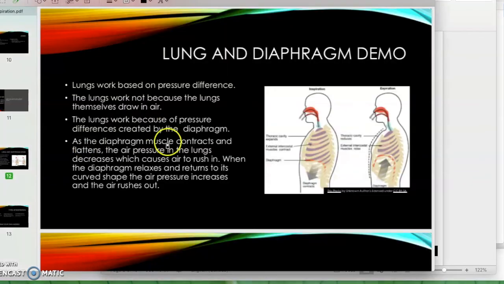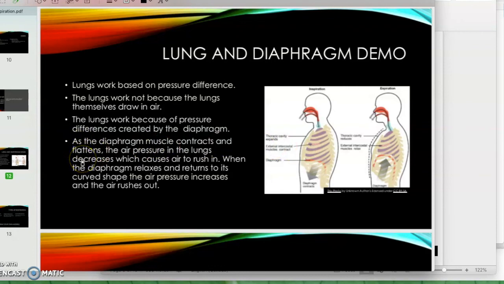So if we just come back here, lungs work based on pressure differences. We just covered that. The lungs work not because the lungs themselves draw in air. So again, it's not your lungs that are expanding and drawing in air. The lungs work because of the pressure differences created by the diaphragm. So the diaphragm is what does all the work here. We have a little note in here that we already talked about, that the external intercostal muscles help as well. That's more in forced breathing, so when you take in a really deep breath or really force out the air.